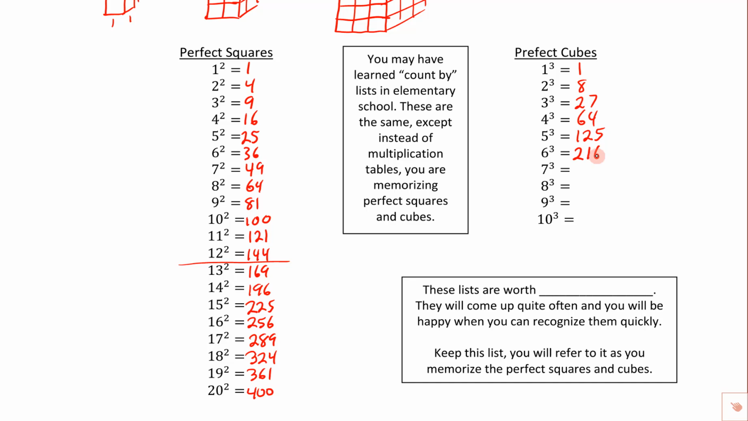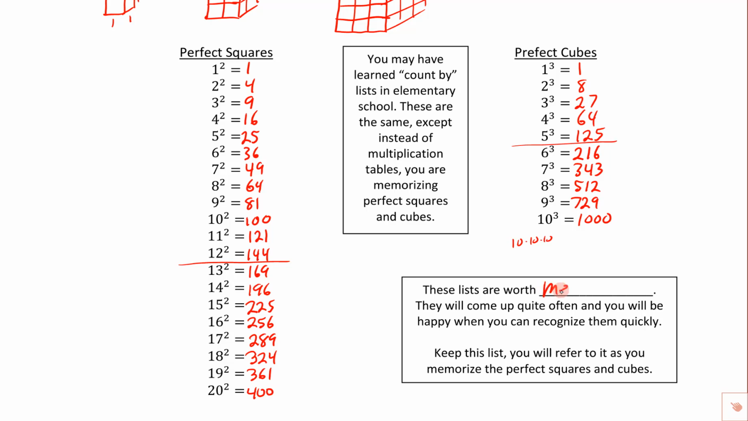We could check that on a calculator. 7 cubed is 343. 8 cubed is 512. 9 cubed is 729, and then 10 cubed, that would be 10 times 10 times 10. So we've got a 1 followed by 3 zeros, so that would be 1,000. Now I'm going to draw a line about right there. Okay? Now, you'll see why in just a second.